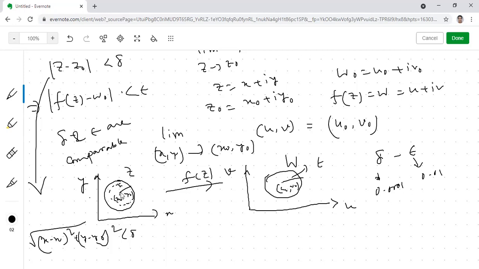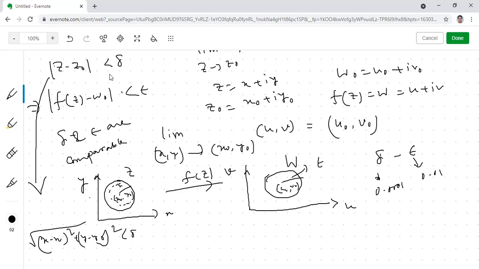That means they are comparable, both are very small. So if for this small circle with radius delta, I get a small circle in the w plane with radius epsilon, then we say that the limit exists, otherwise the limit doesn't exist. Is that clear or not? Have you got it?